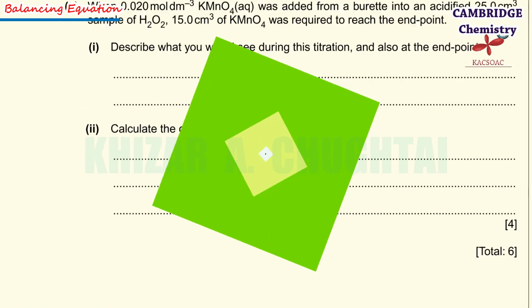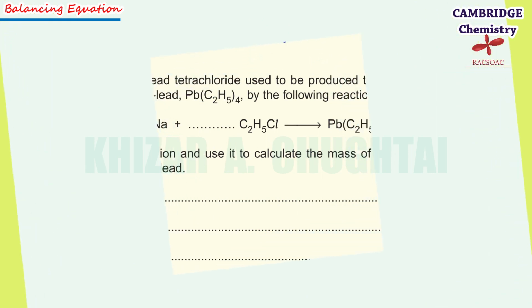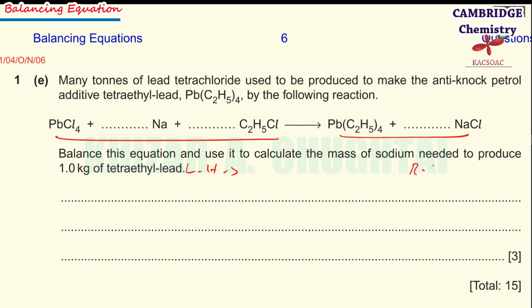Now come toward the next question, that is also from paper 4, October November 6. Many tons of the lead tetrachloride used to be produced to make anti-knock petrol additive tetraethyl lead. So 3 species on the left hand side and just 2 species are on the right hand side. One is the element that will be balanced at the end, right?